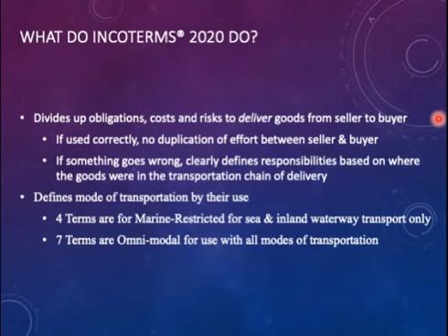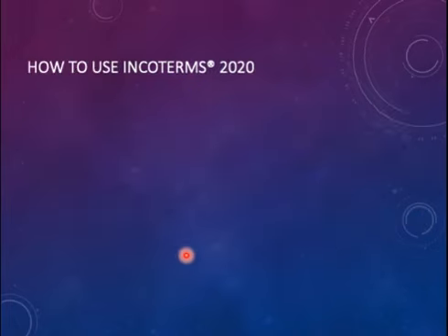So as I told you, Incoterms are divided into two groups by their use. The first one is for marine restricted, including 4 terms, 4 rules. The marine restricted means sea and inland waterway transportation. And the rest, 7 terms, are for multimodal transportation. It means all modes of transportation.